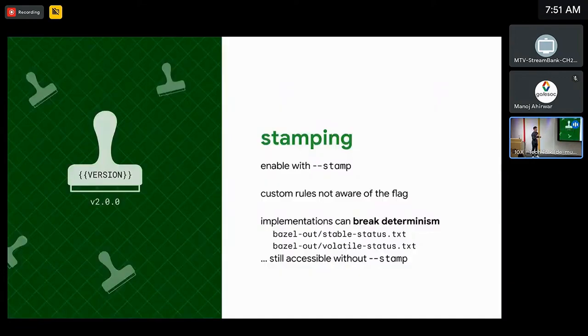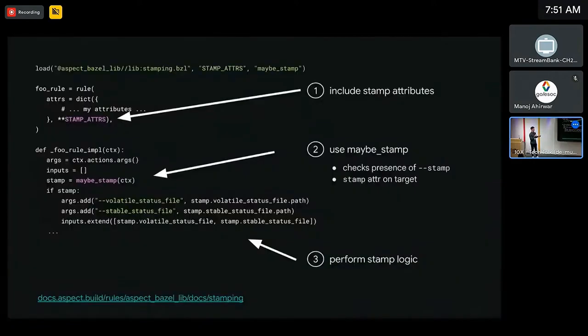So rather than everyone reinventing the wheel here, Aspect Bazel-lib has provided a standard way to implement stamping in your rules. All you need to do is import these stamp attributes that we provide into your rule attributes. And then you just need to call maybe stamp in your implementation to check if you should stamp. This will check for the presence of the --stamp flag, but it will also evaluate it against stamp attributes directly passed into the rule.